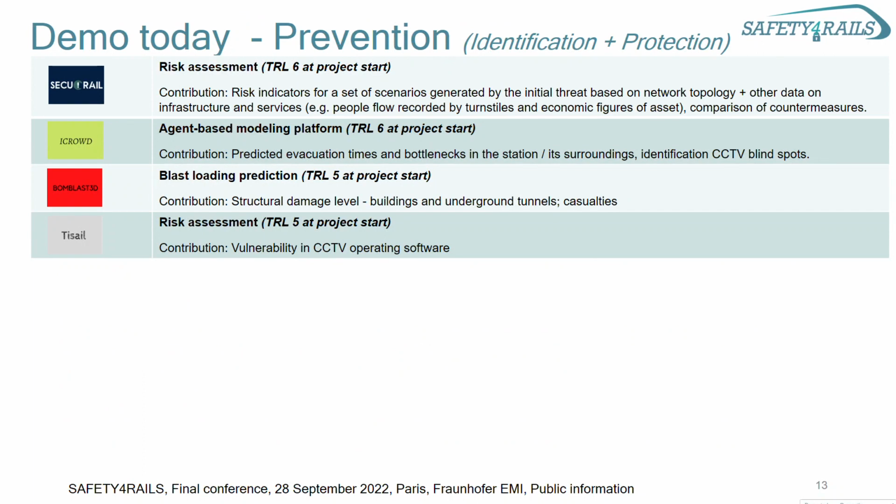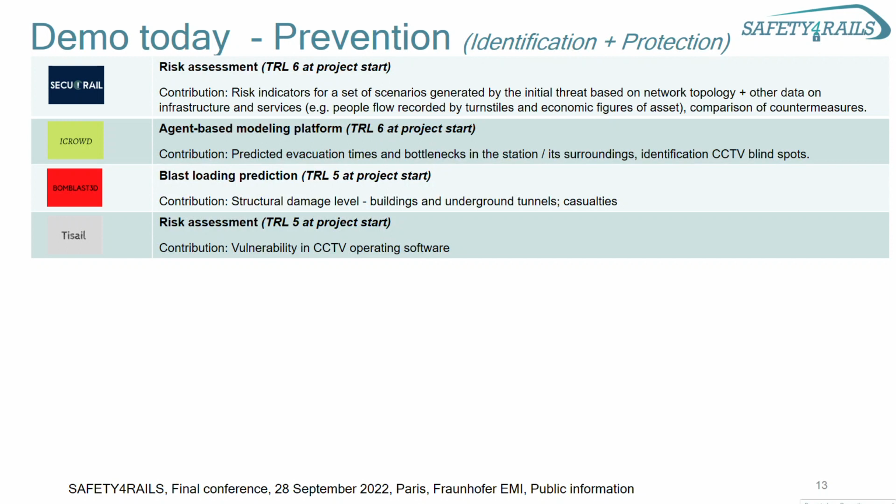So again, in a little bit more detail, because what we're doing is not necessarily so easy to understand, if perhaps this is the first time you've seen the project. To highlight, in the prevention phase, we have Secure Rail that provides a risk assessment of a network which is modeled by the end users themselves, together with specific information connected with the network.